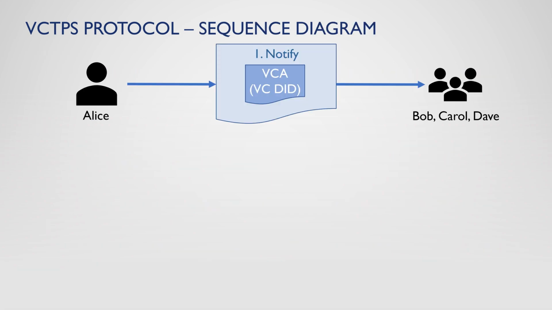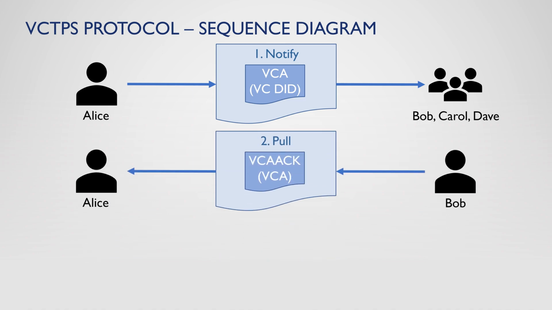So here's a visual diagram. So Alice has a VC. Perhaps it's a request for quotation. So she wants to send it out to 3 suppliers, Bob, Carol, and Dave. So she sends that VCA. In that VCA, it has the VC for the request for quotation.